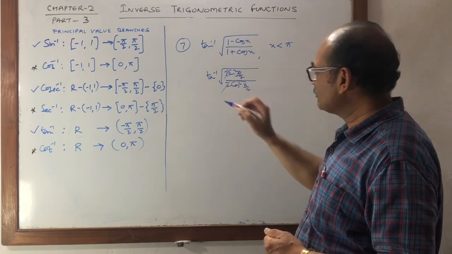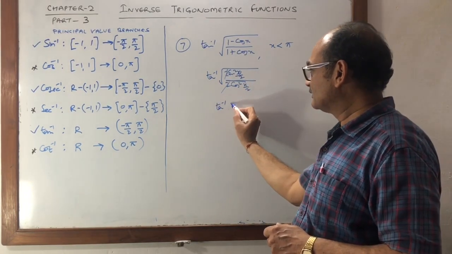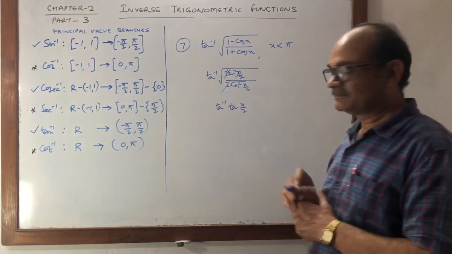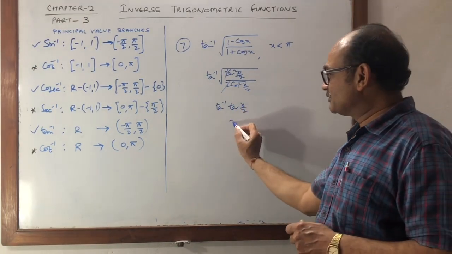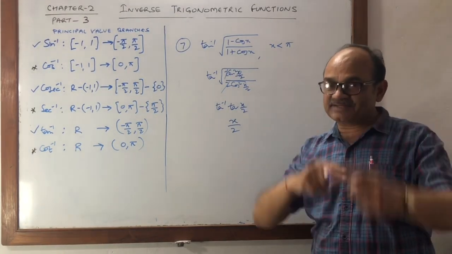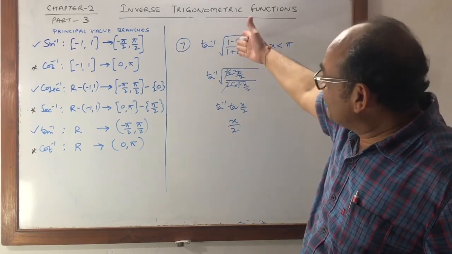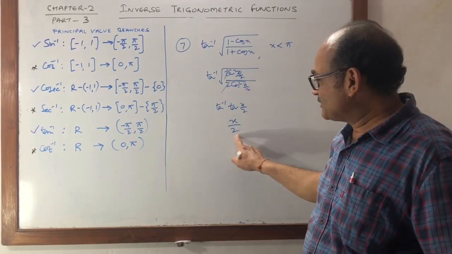2 and 2 cancel out. Sin by cos, that is tan. Tan and tan inverse neutralize. Simplest form is x by 2. Suppose the same question is again in the chapter of differential calculus. Find the derivative of this function. Then the last step is extra.